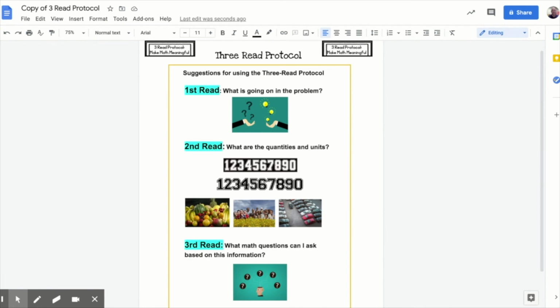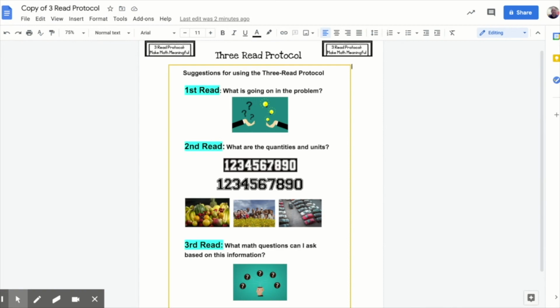So what's going on in the actual problem? So they're just reading the problem as it is. The second read, what are the quantities? So what are the units? So they start pulling the units out of that particular problem. And then when they read the problem the third time, they actually come up with some math questions they can ask based on the information.